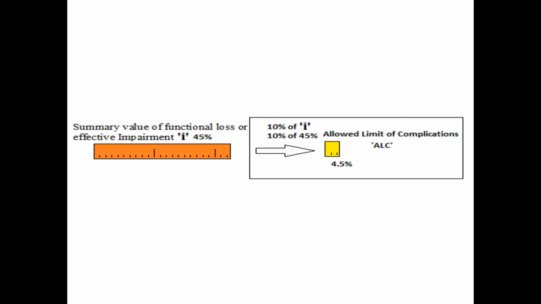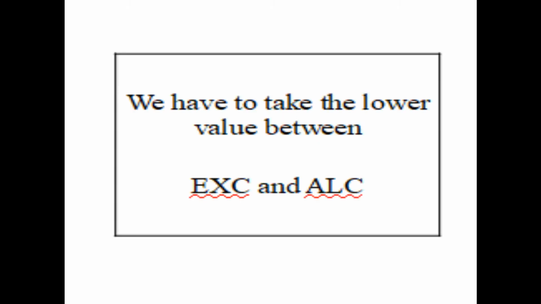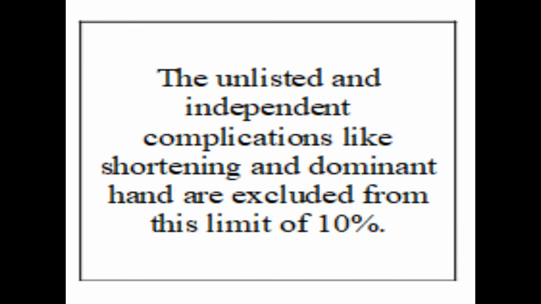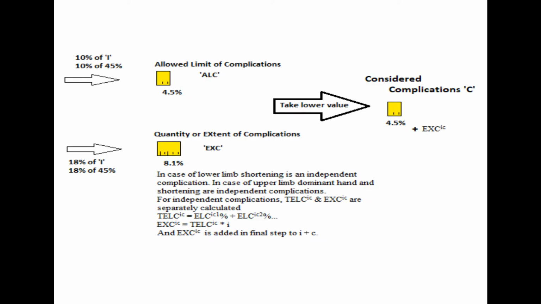If the quantity of manifested complications or EXE by itself is less than this limit or ALC, we have to take the lower value. Simply it means we have to take the lower value between EXE and ALC. However, let us note that this rule applies only to the listed complications. The unlisted and independent complications like shortening and dominant hand are excluded from this limit of 10%. Let us find the lower value among the extent of complications EXE and allowed limit of complications ALC. The resultant value we get can be called as processed complications or considered complications C.